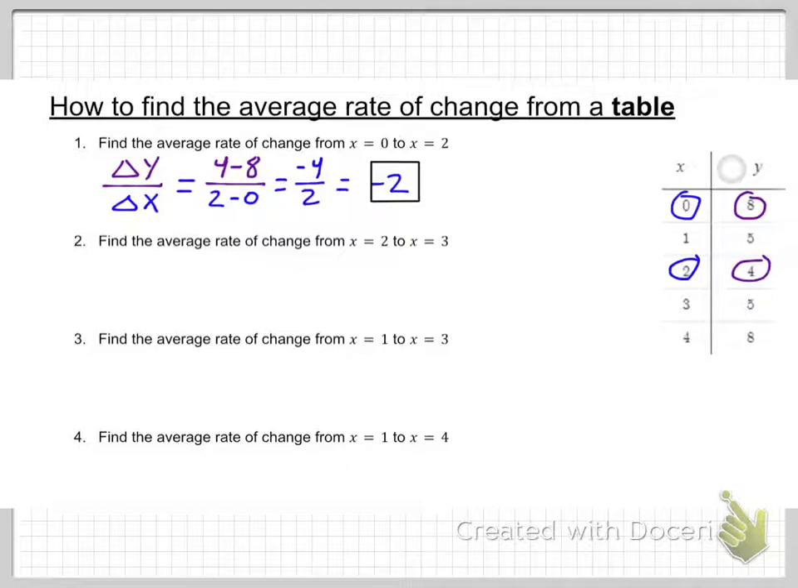Now, I knew this was going to be negative. If you look here, because I saw from 8 to 4, that's going down on the table. It's decreasing from 8 to 4, where the x's are increasing. If this number was going up, then I would know that that rate of change would be positive. So it's a good idea to do a quick check. Make sure you have the positives and negatives set up correctly.